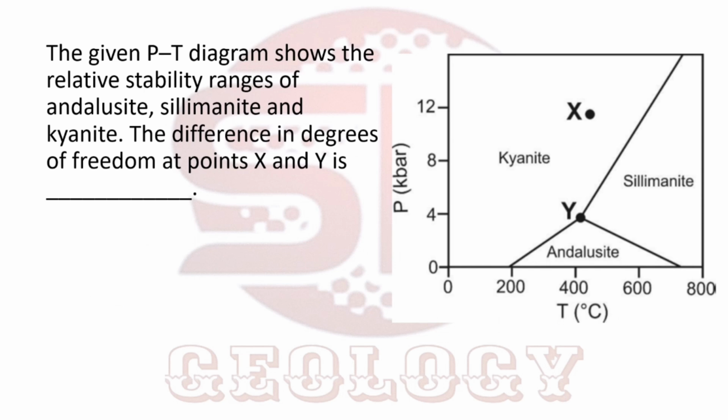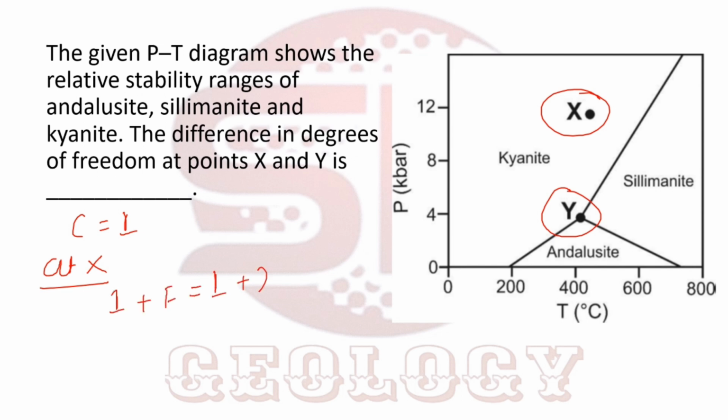So the given pressure temperature diagram shows the relative stability range of andalusite, sillimanite and kyanite. The question is the difference in degrees of freedom at point X and point Y. So it is a uni-component system, so component here will be 1. At X point only kyanite exists, so the phase will be 1. You have to calculate the degree of freedom. Component is always 1, so F will be 2 at X.